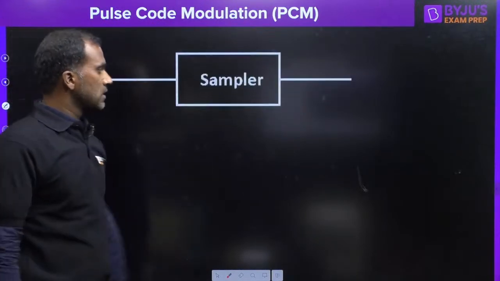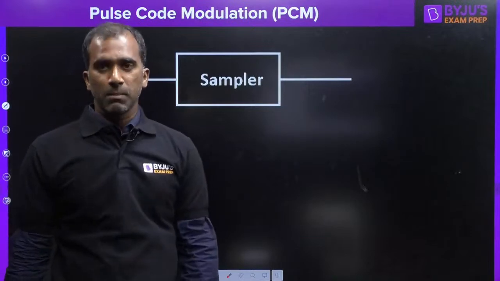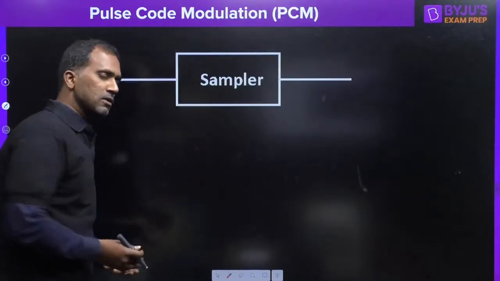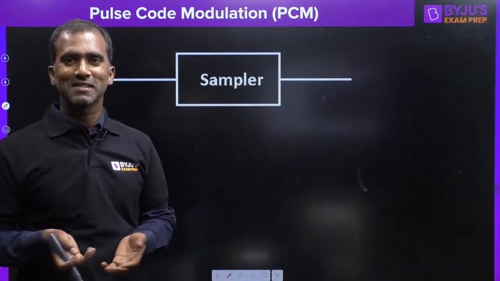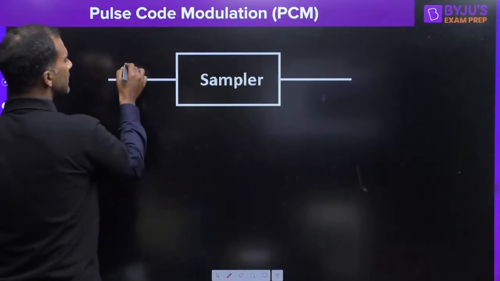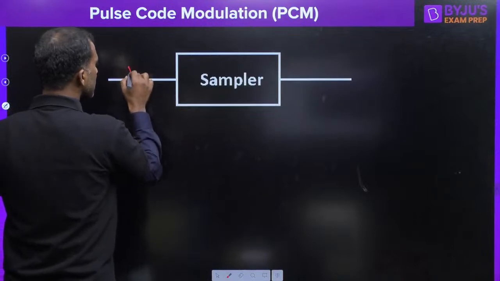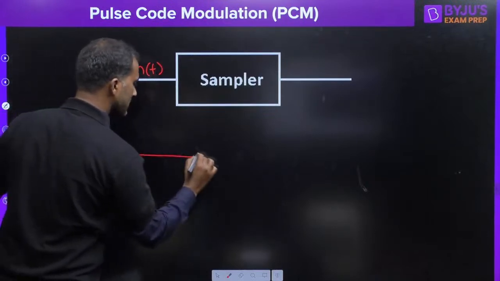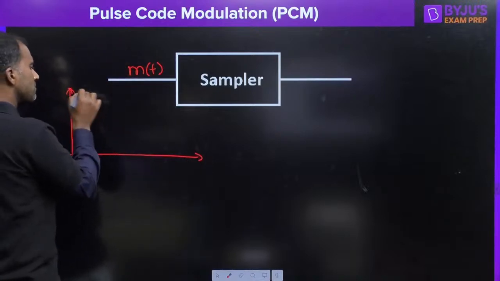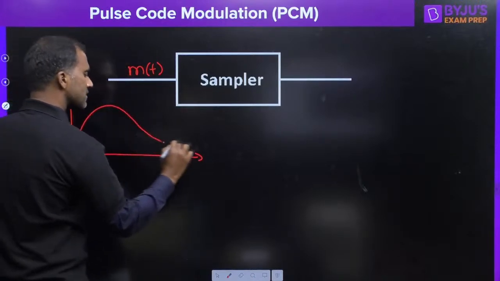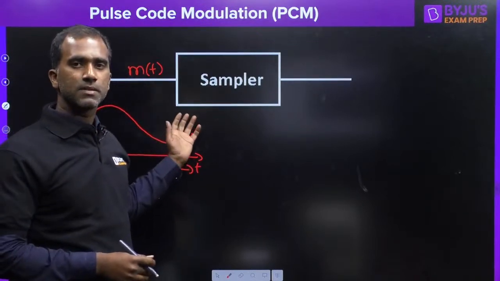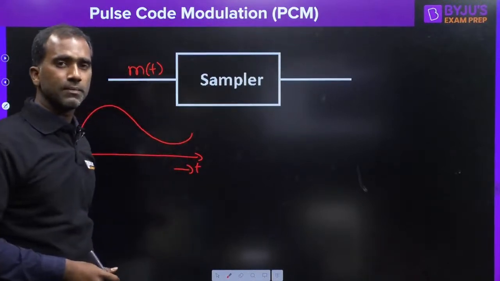Wonderful. So the first block is the sampler. What does a sampler do? Try to understand. Sir, the sampler will do sampling only. Okay, that's fine, that's a simple answer, but let me explain a little bit. Let's say there is a message signal m of t. Let me draw some shape just for you to understand. And m of t is a continuous time signal, or you can say an analog signal.